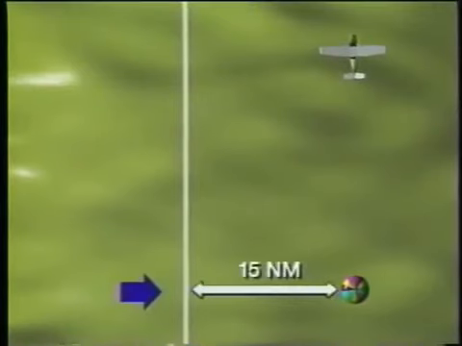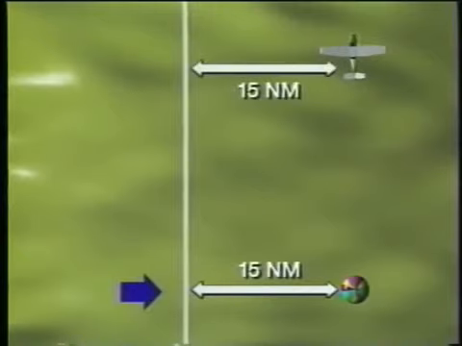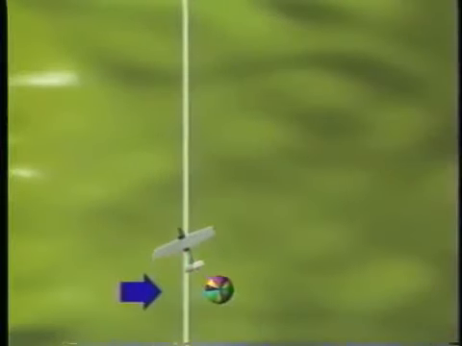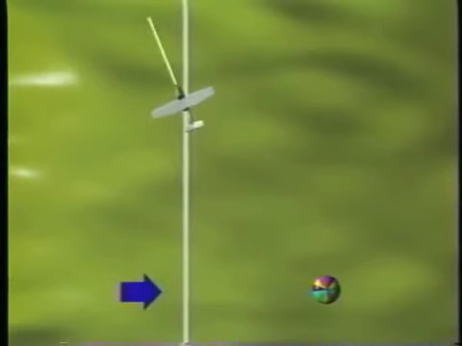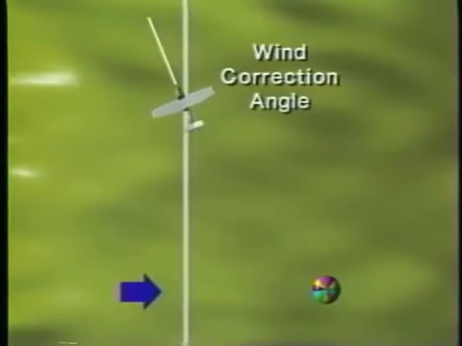After 1 hour, the balloon will have drifted 15 nautical miles to the east. The airplane, flying northward, also will have drifted this same distance. In this situation, you should have pointed the nose of the aircraft to the west of the destination to compensate for the wind drift. The angle formed between your heading and the flight path is called the wind correction angle.